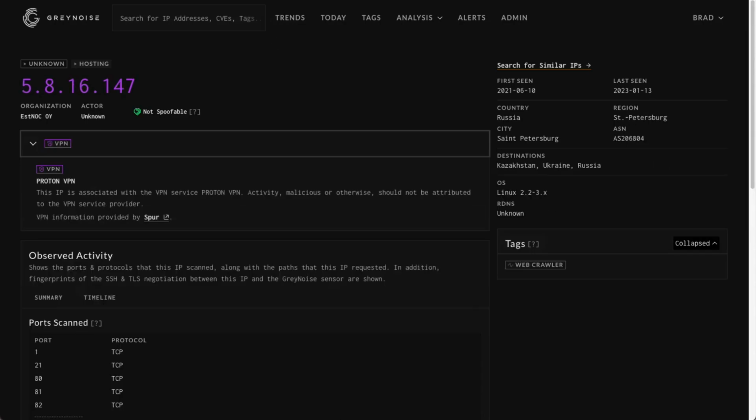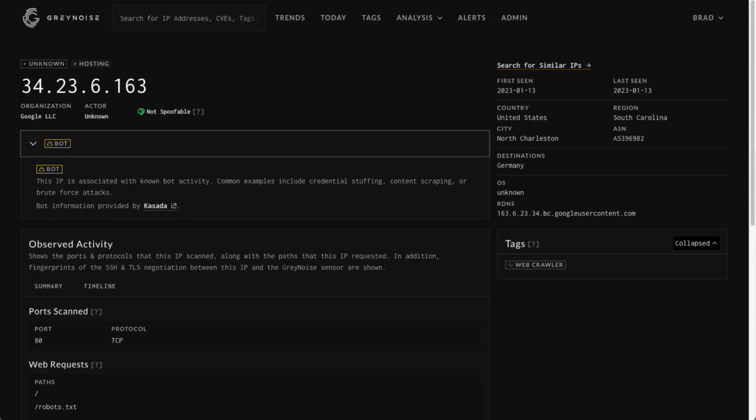Next is the VPN tag, which is provided by our partner Spur. This is added to any IP address known to be part of a VPN service. This enrichment helps to identify that traffic being seen cannot be directly related back to the IP address as an adversary, but rather as a service being used by that adversary to mask their identity.